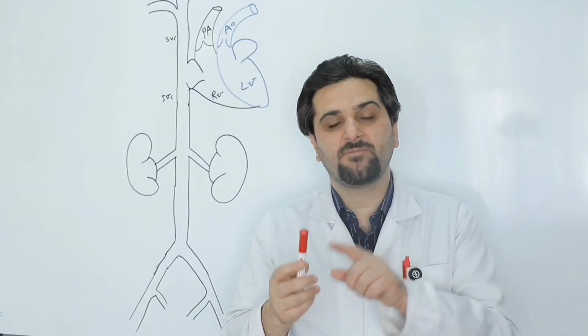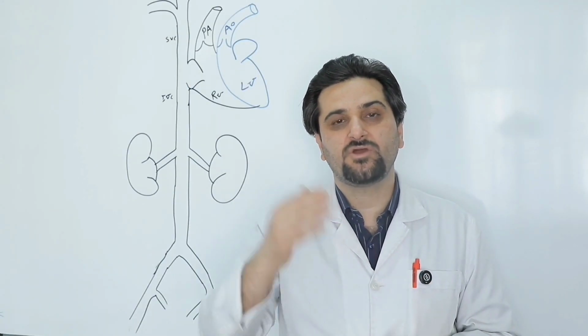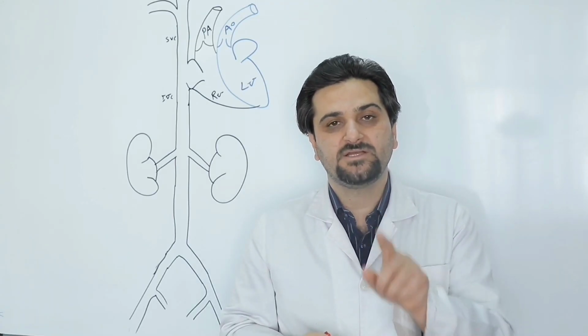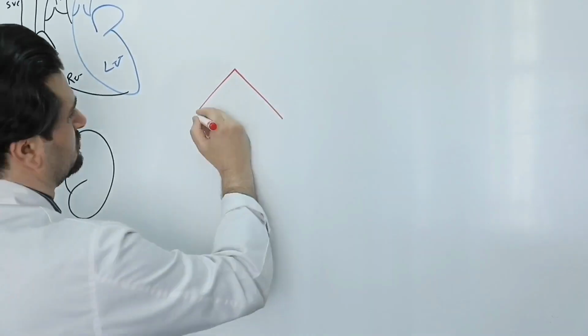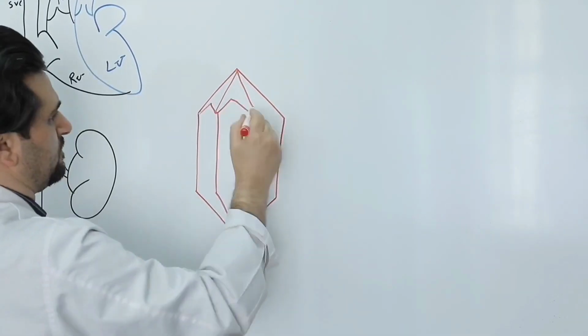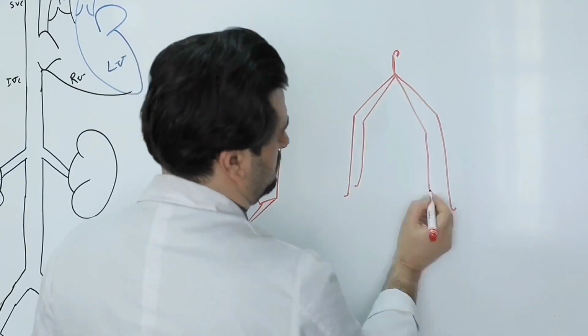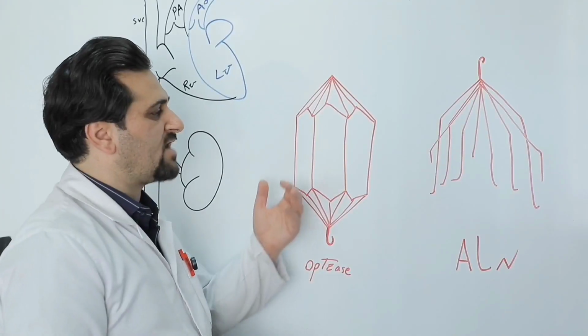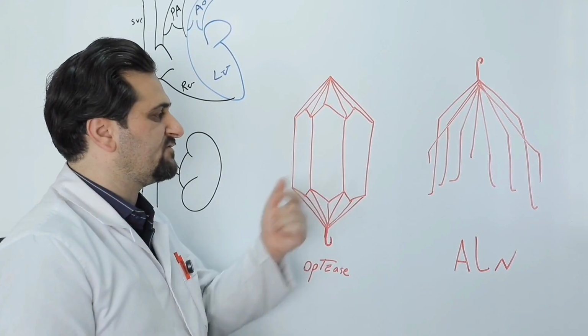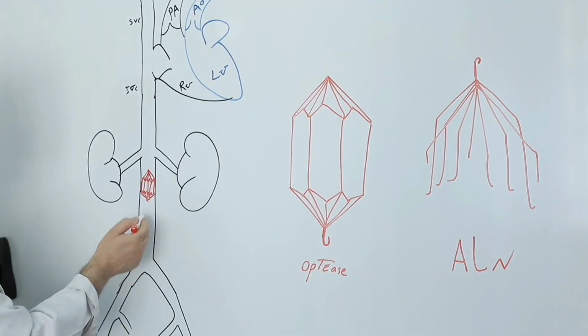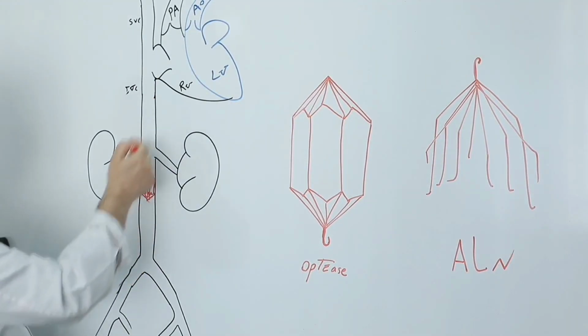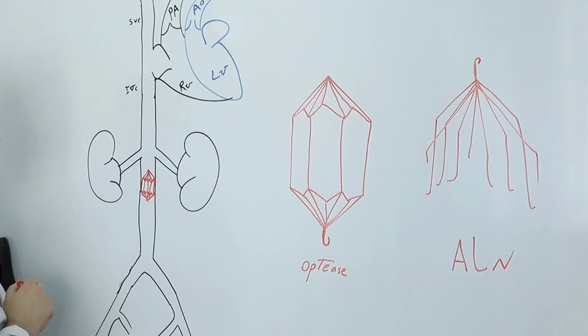There are different types of IVC filters, but the two most commonly used are OPTs and ALN. These are the two main forms of IVC filters that we use. The IVC filter prevents thrombi from moving upward toward the heart and blocks pulmonary embolism.